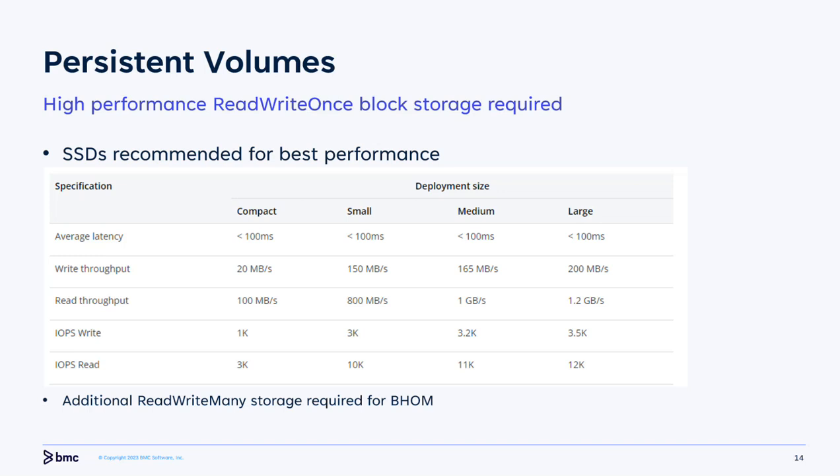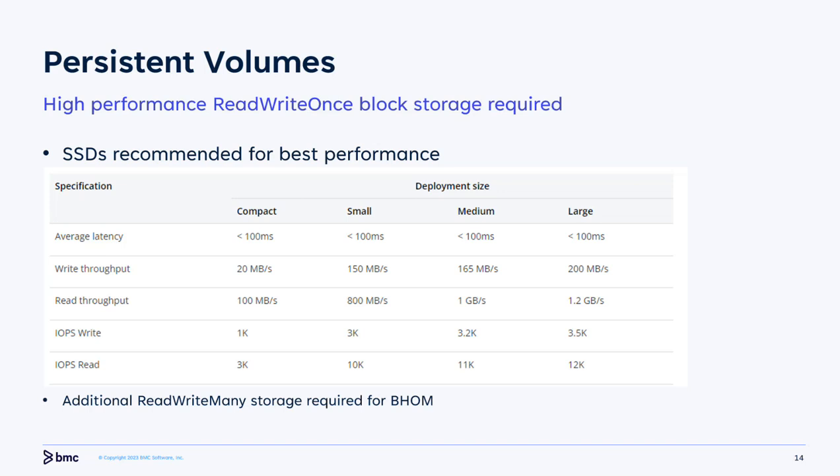And if they're busy, there will be or could be very high throughput. So it's important that you have a high performing disk subsystem. There are two types of storage really within Kubernetes, one called read write once and another called read write many. Read write once is the main one that's required by the Helix products.